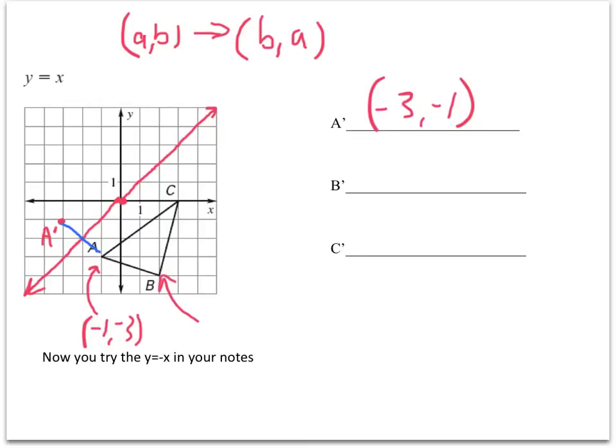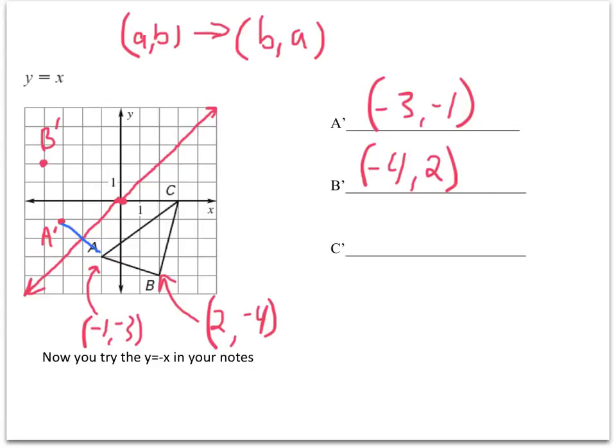The coordinate B is positive 2 and down 4, so negative 4. So B prime is going to be (negative 4, positive 2). It's just reversing the x and y values. So negative 4, positive 2 puts us right there, and we can call that B prime. Again, the line drawn between B and B prime is perpendicular to y equals x.